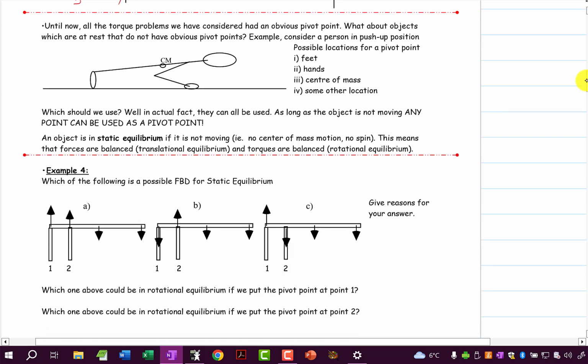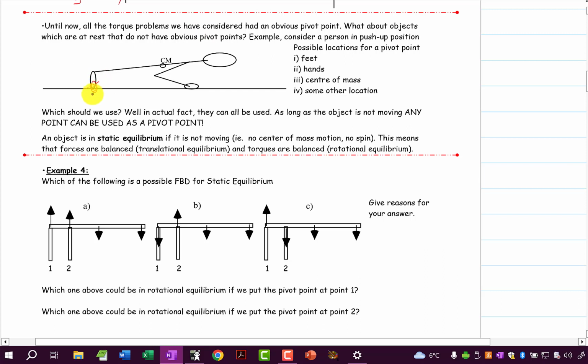Okay, and until now, all the torques we've been doing have been quite easy. All two or three of them that we looked at, it's pretty easy to see where the pivot point is. But what about objects that are just at rest and don't have an obvious pivot point? Consider a person doing push-ups or planking. Where are the possible locations for the pivot point?